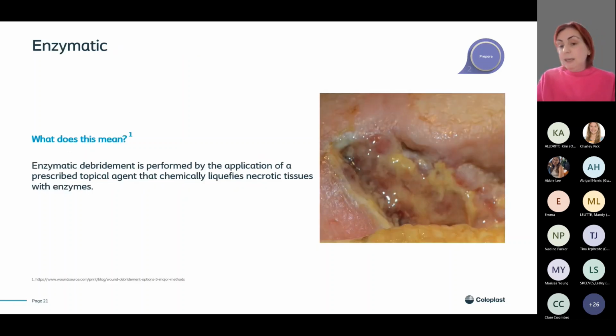And we talk about enzymatic debridement, and this is performed by the application of a chemical agent, and the chemical agent within this treatment will liquefy the dead tissue, the necrotic tissue, with enzymes to help remove them from that wound bed, again, to get the wound on its healing trajectory.